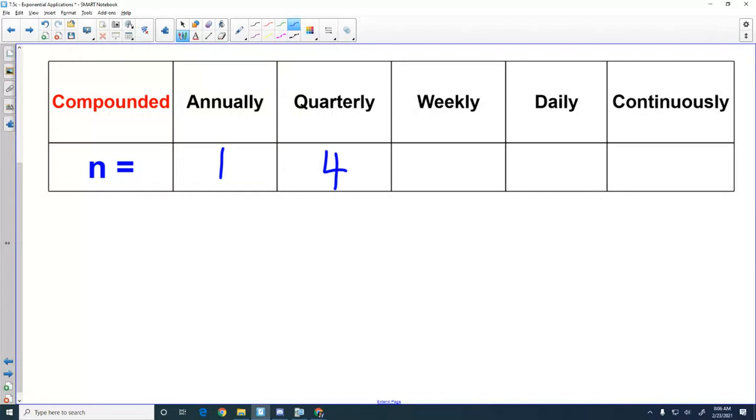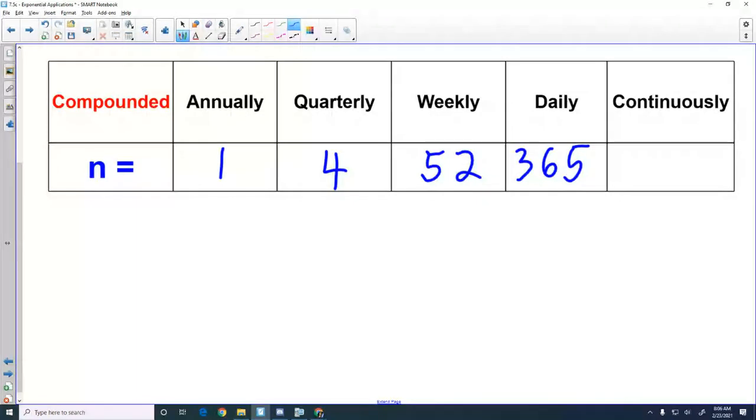What about weekly? What number would you use if the interest is compounded weekly? Yeah, how many weeks are in a year? 52, right? If interest is compounded daily, what's the value of n? How many days are in a year? 365. So you notice as the time frame gets shorter and shorter, n gets bigger and bigger, right? Like a quarter is, then a week is less than a quarter. A day is more frequent than a week. The numbers get bigger and bigger and bigger.